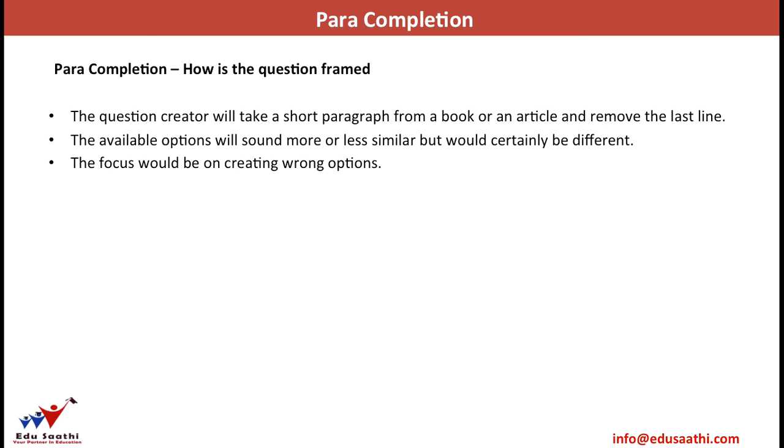The focus of the question creator is not to find the right answer but to make the incorrect answers, right? And this is how he frames the question. He'll take any paragraph, remove the last line, and modify that last line to one extent or the other and make 4 or 5 different options and present them to you as a question. Now, it's up to you how you interpret the given passage and find out which of the 5 alternatives is the original line that completes the paragraph.